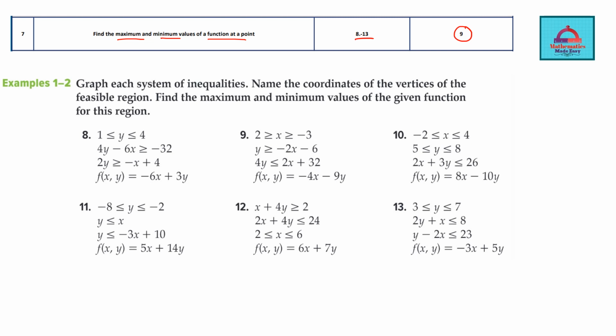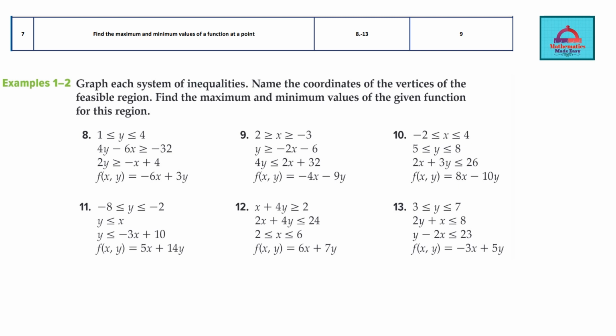So here if you see for each part of the question, you first need to graph each of the system of inequalities. Then you need to find the feasible region and name the coordinates of the vertices or endpoints of that feasible region. Preferably shade the feasible region and then calculate the objective function which is given for each question in terms of f of x, y, and for it find the maximum and minimum values for the given function. So a lot of things to be done. It's going to be a long question. I will show you first how to solve question 8. Let's do it on the next slide.